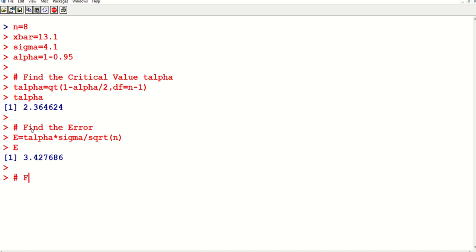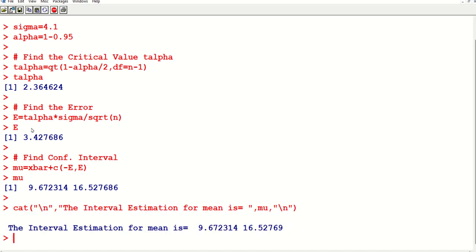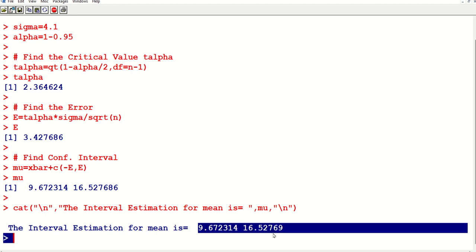The next target is to find the confidence interval. What is the confidence interval? The confidence interval for mean, mu is equal to x bar plus or minus, bracket start, minus E comma E, bracket close. If you find the value, this is the answer. But we want to display the answer like I explained in the previous question. If you see, this is the answer: the interval estimation for mean is this much.